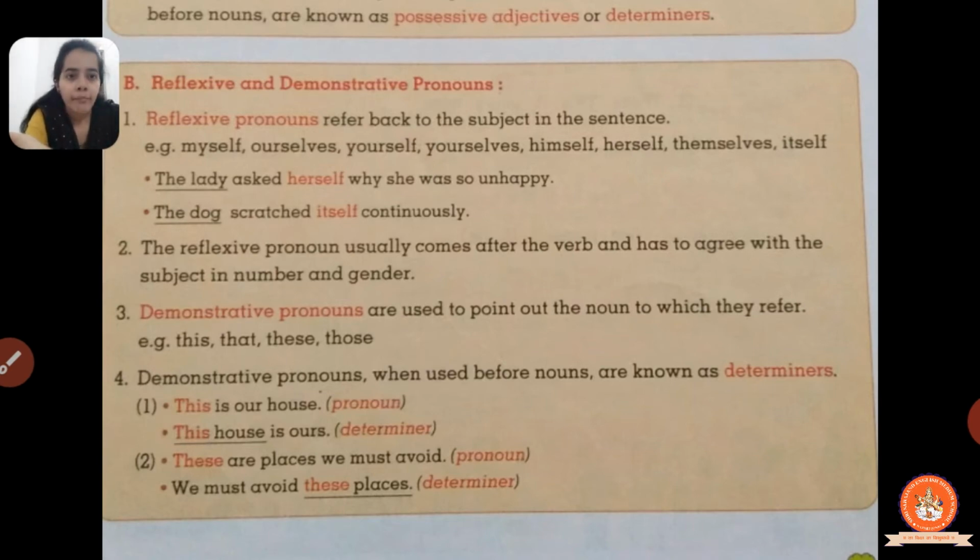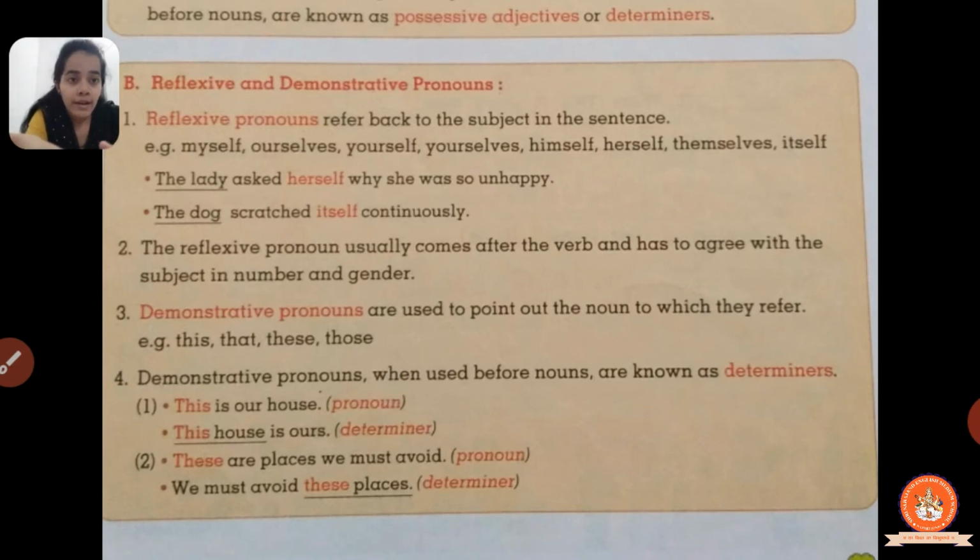All right, students. So this is about our second point. Then we'll see the third point, which is about demonstrative pronouns. Demonstrative pronouns are used to point out the noun to which they refer. So what are demonstrative pronouns? They are pronouns with which we point out the noun we are talking about or referring to. For example: this, that, these, those. These are the examples of demonstrative pronouns.